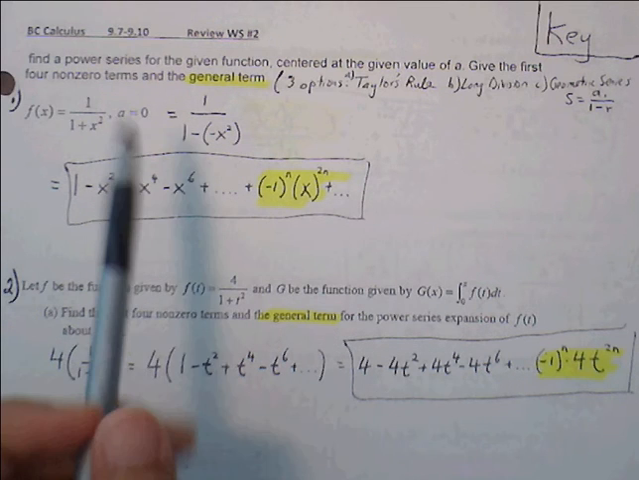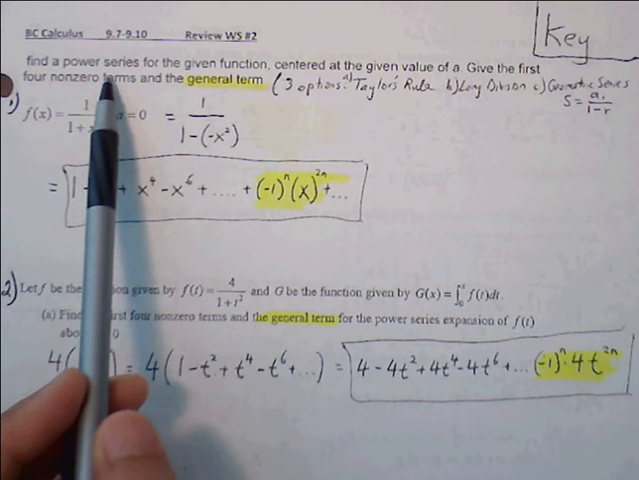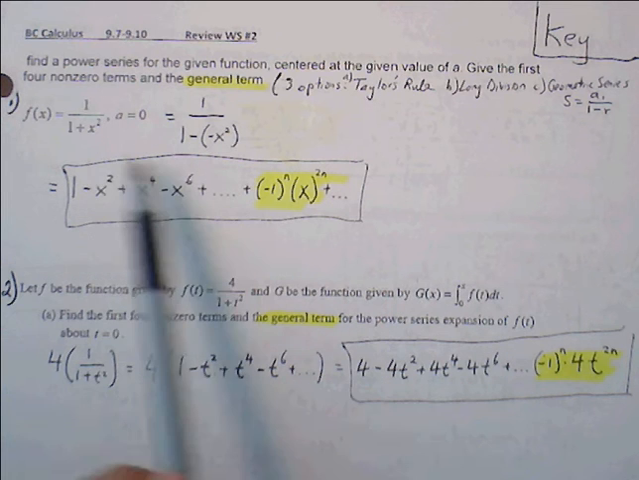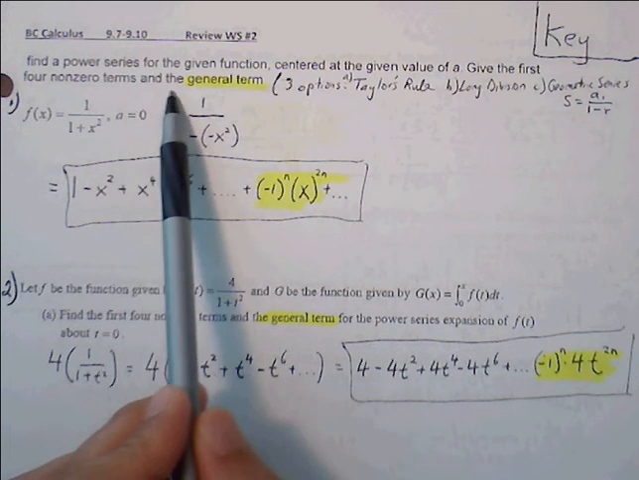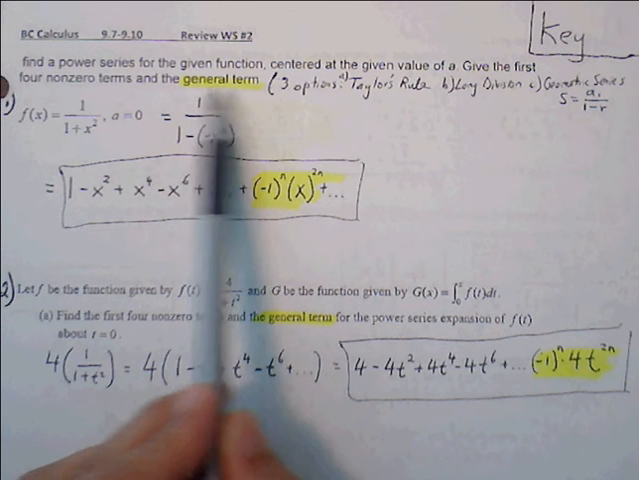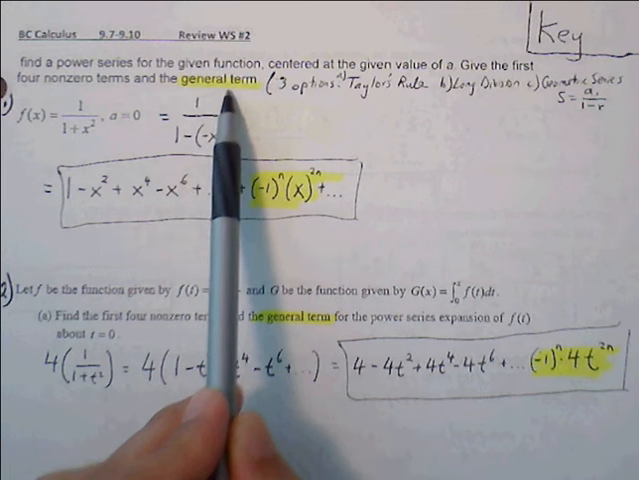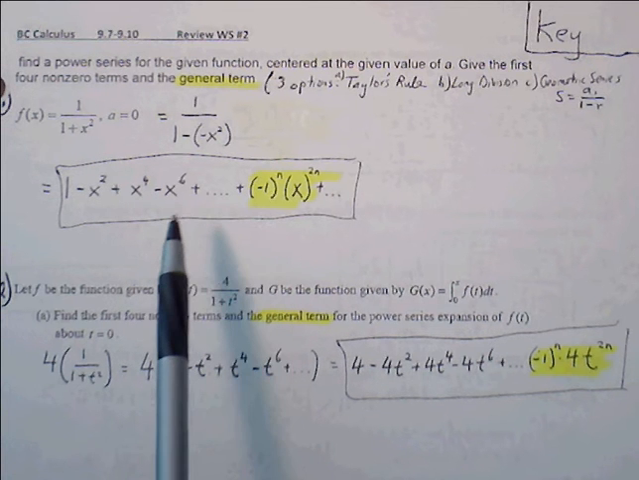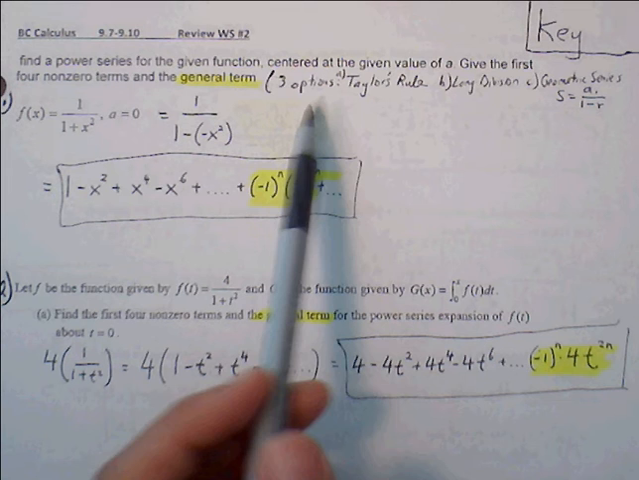We're looking at review worksheet 2 for 9.7 and 9.10. Number 1 says find a power series for the given function centered at the given value of a, in this case 0. So get the first 4 non-zero terms and the general term. I highlight the general term because a lot of times students overlook this and forget about general terms. So I highlight it everywhere there's general terms. That's something we need to go over and make sure that we don't forget to do.